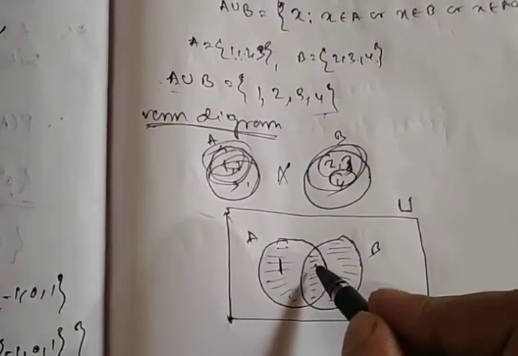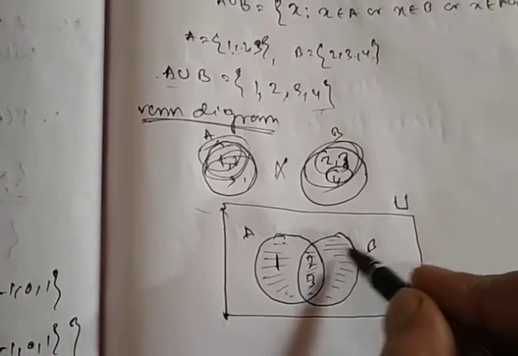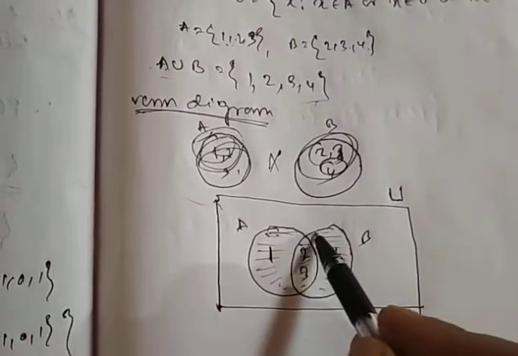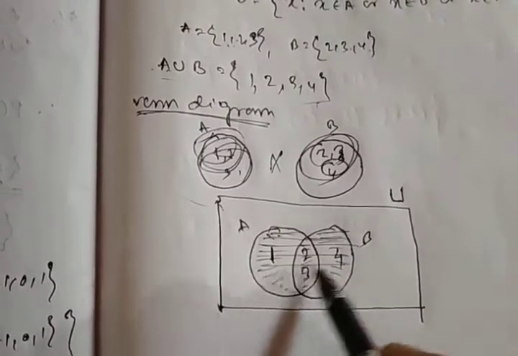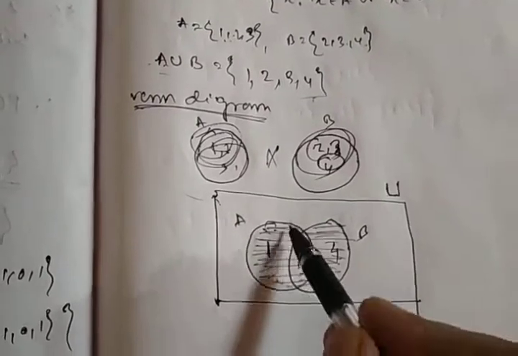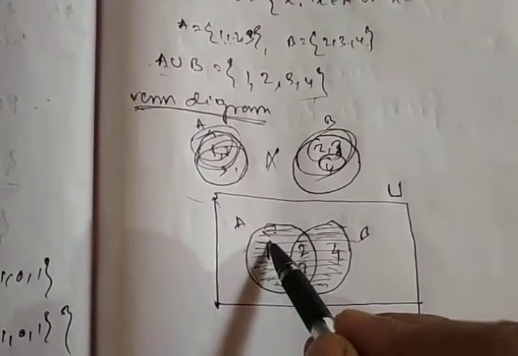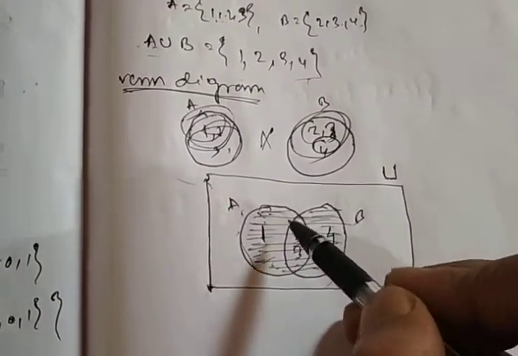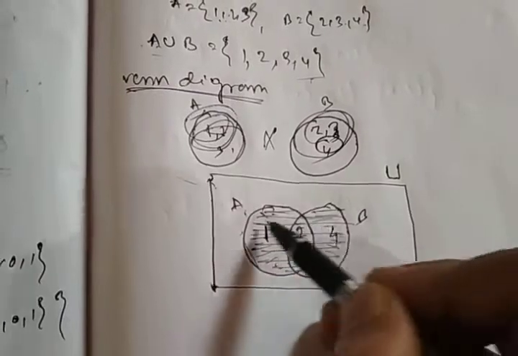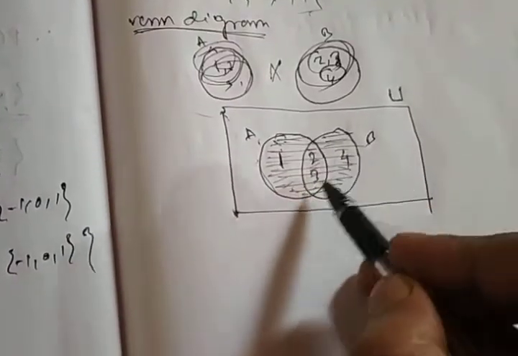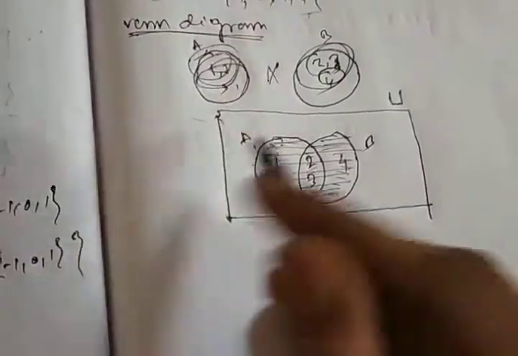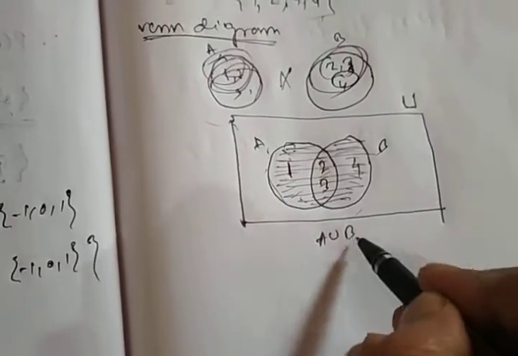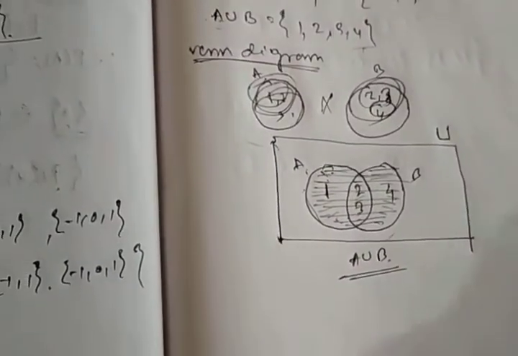In the common section we get 2, 3, and in the B section we get only 4. So the union of sets will be this total portion: the elements of A which do not belong to B, plus the elements of B which do not belong to A, and the elements which belong to both A and B. All the elements will be in this shaded portion. This shaded portion represents A union B. Okay, this is called Venn diagram representation.